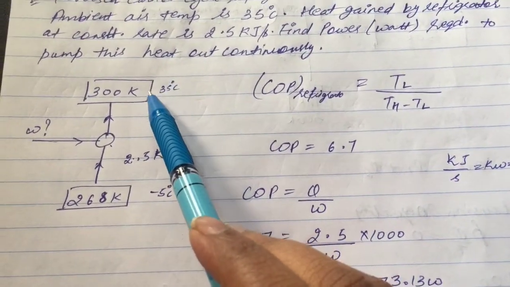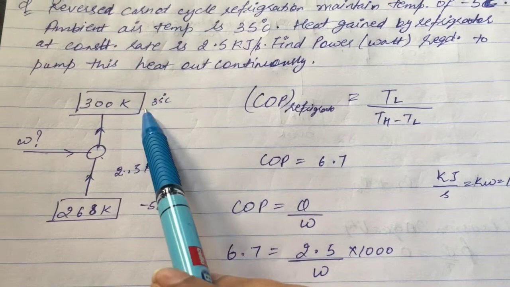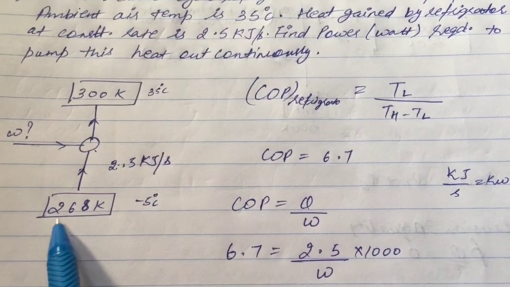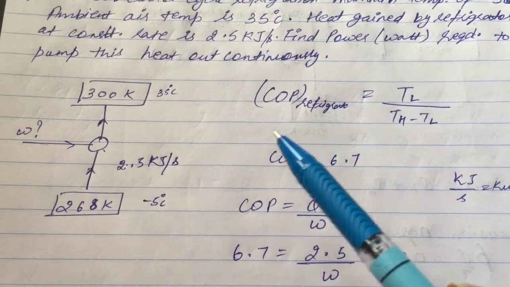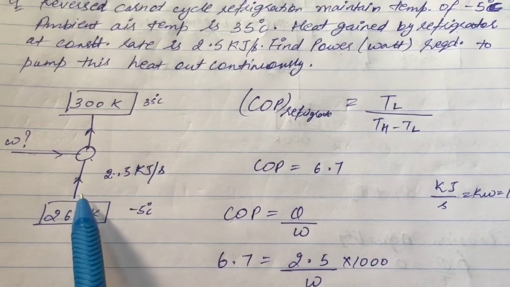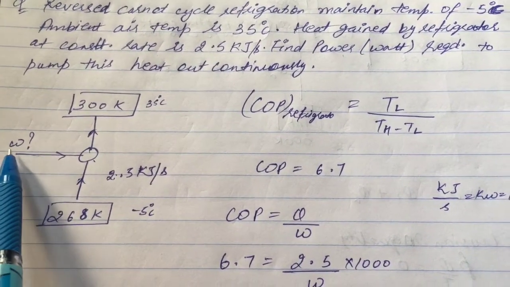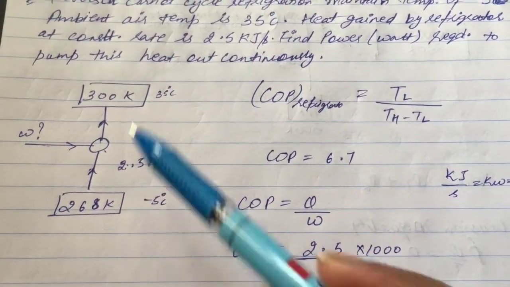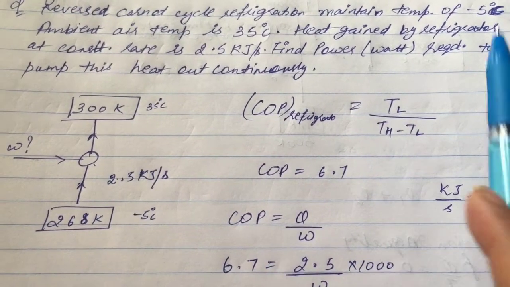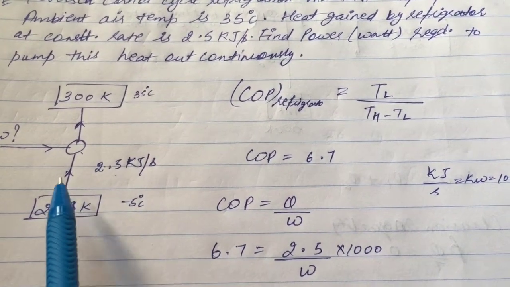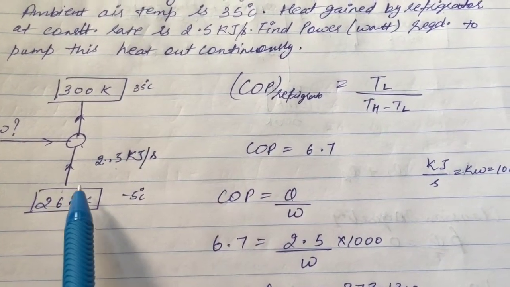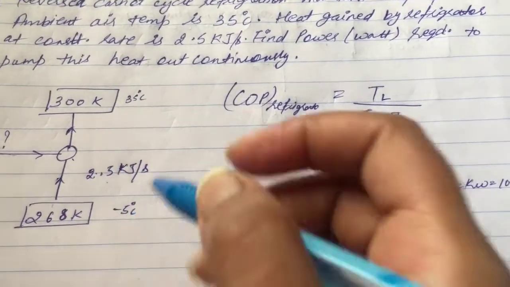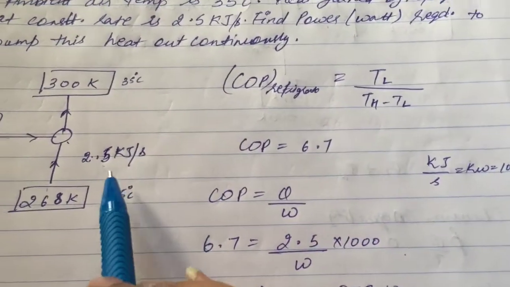our high temperature reservoir is at 300 Kelvin, which is 35 degrees Celsius, and low temperature reservoir is at 268 Kelvin, which is minus 5 degrees Celsius. And we have to find our work W, power required for the pump to continuously work, and our constant heat rate is given, which is the heat rate going from low temperature source to high temperature source, 2.5 kilojoule per second.